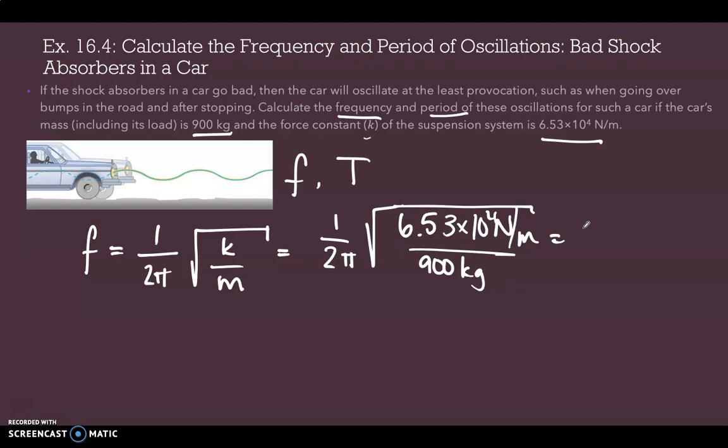So I have 6.53 times 10 to the 4th divided by 900. Take the square root of that, and then, actually, we want to divide by 2 pi. So do that and then divide by 2 pi. There we go. So I get my frequency is 1.36 hertz. Remember, frequency is in hertz, or 1 over seconds.